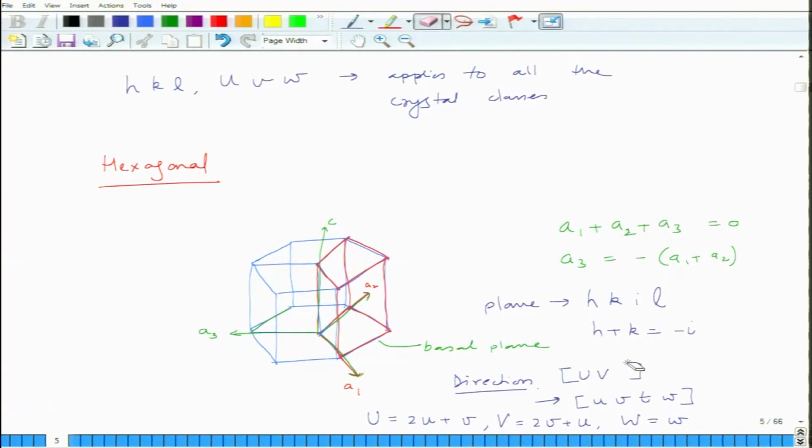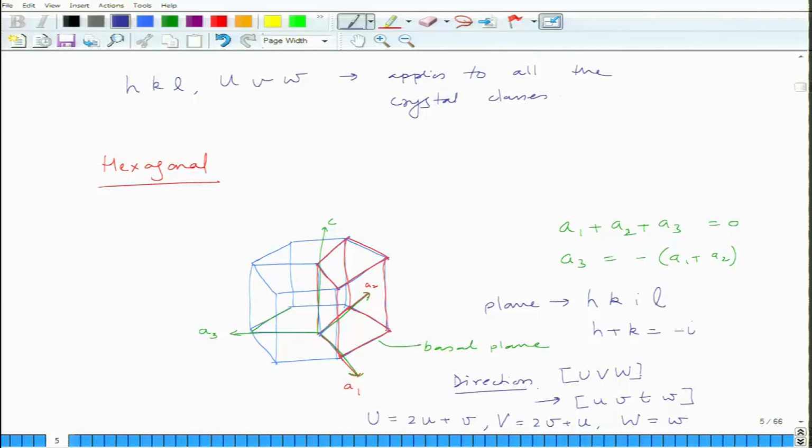So, I am not going to get into the derivation of this. This derivation you can find in many texts. It is a very simple vectorial derivation. So, you can see that U, V, W. So, the plane HKL can be represented as HKIL. So, plane HKL in the 3 coordinate system can be represented as HKIL in the 4 coordinate system, where H plus K is equal to minus I.